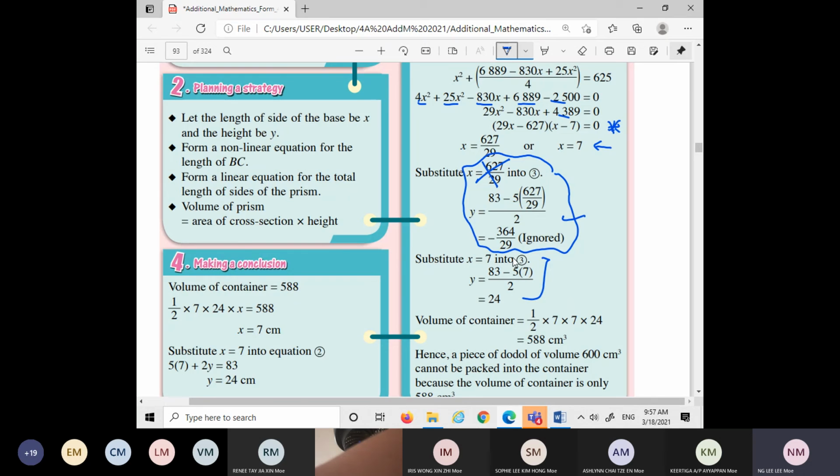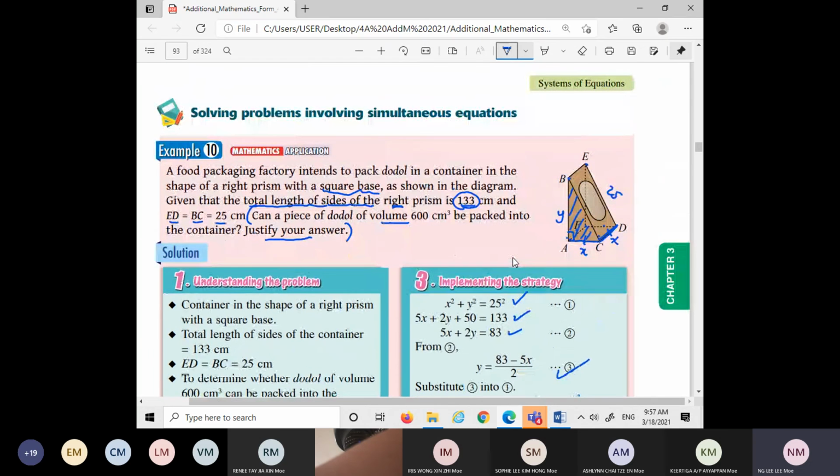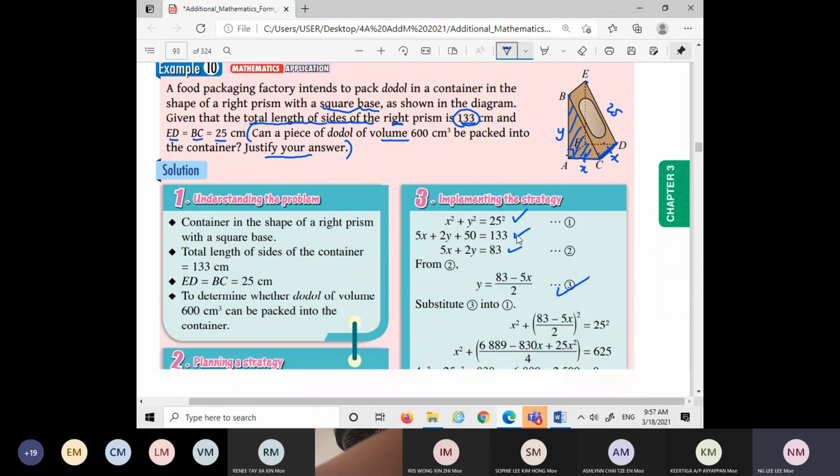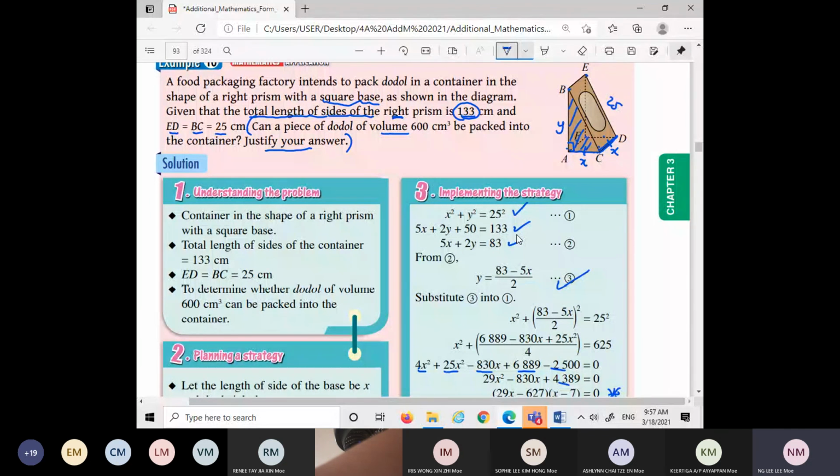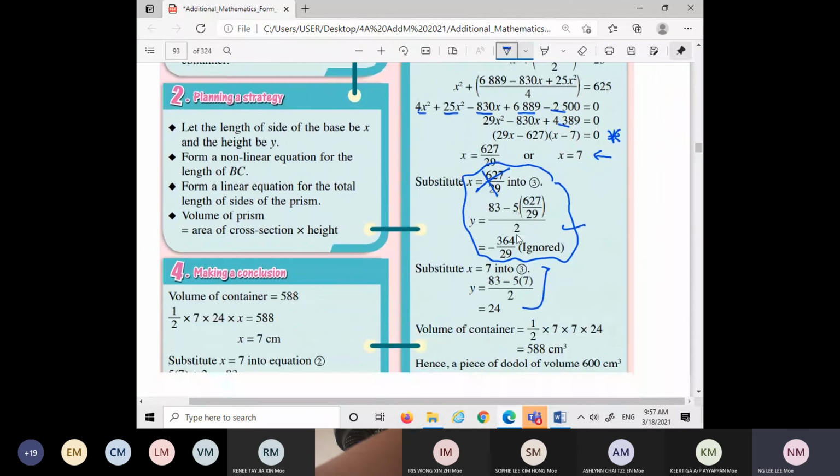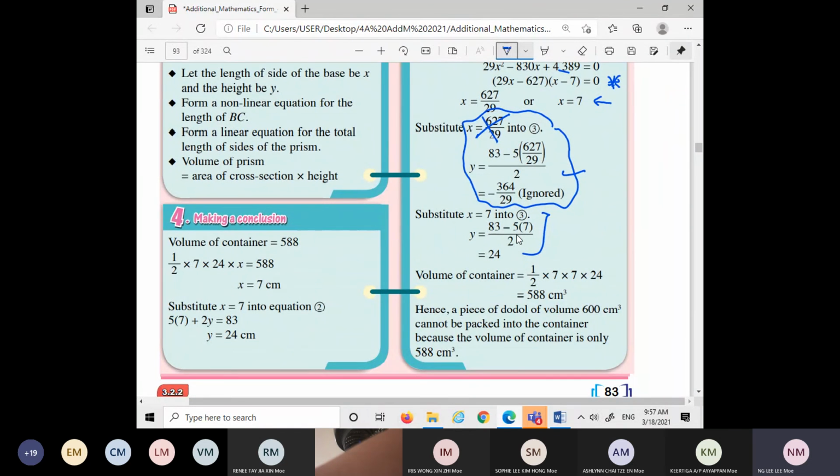Final question, actually they're asking about the volume. If you have a piece of dough of volume 600, can it be packed into this container or not? So I want to find the volume of this container first. Only then can we compare whether the 600 centimetre cube can be squeezed into this container or not. So we want to find the volume of this container by using x and y. This is the formula.